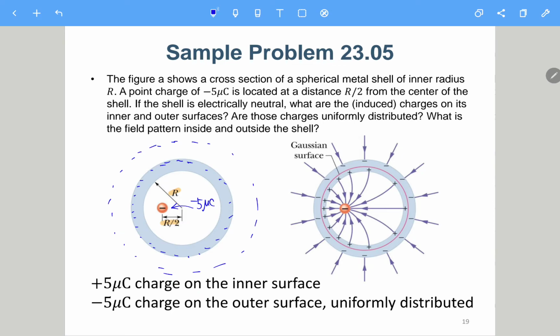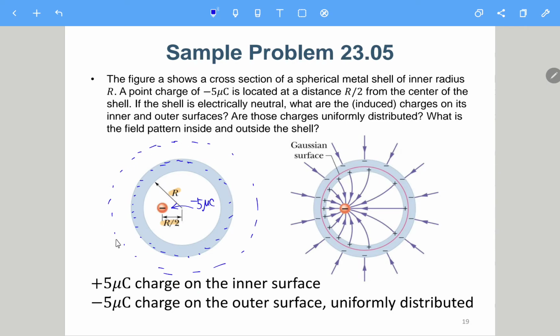And then there are some positive charge like this. This side will be more concentrated, and this one will be less concentrated. In this case, because the shell is electrically neutral, this induced negative charge and the positive induced charge should be the same amount. They add up to be 0.